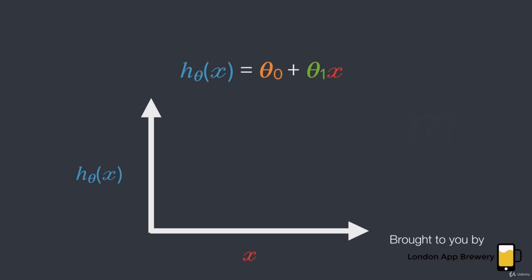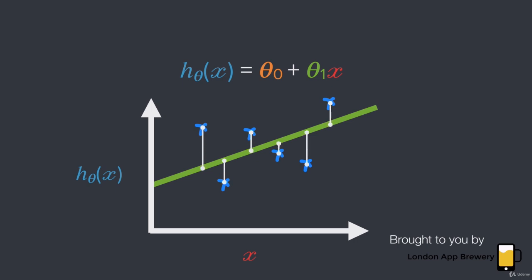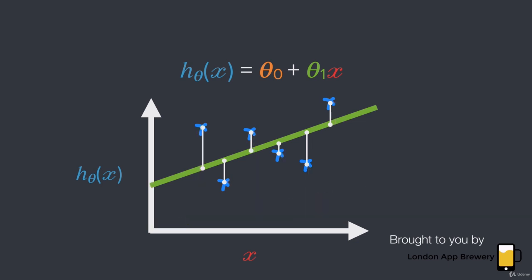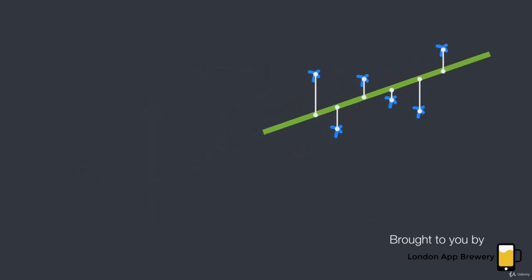So by best, what we actually mean is the line that minimizes the distance between the data points and the line. For example, this dark green line here is clearly better than this light green line below. Why? Well, because it's got a shorter distance between the line and the data points. So that's pretty easy to see visually. Now all we have to do is construct some sort of metric from that. What we need is a single number.